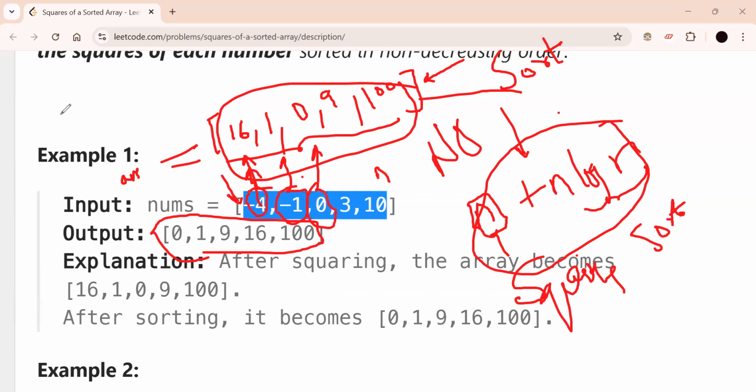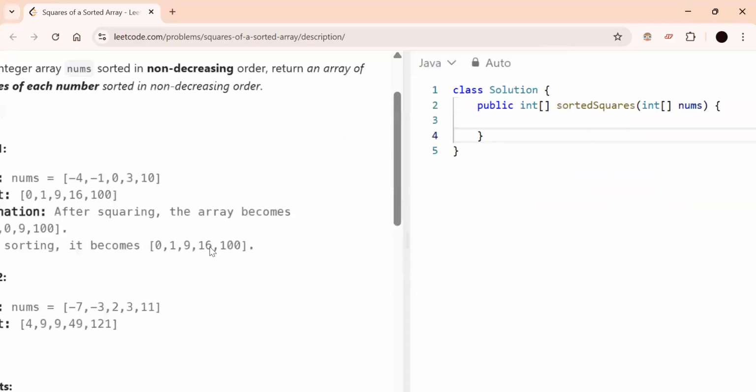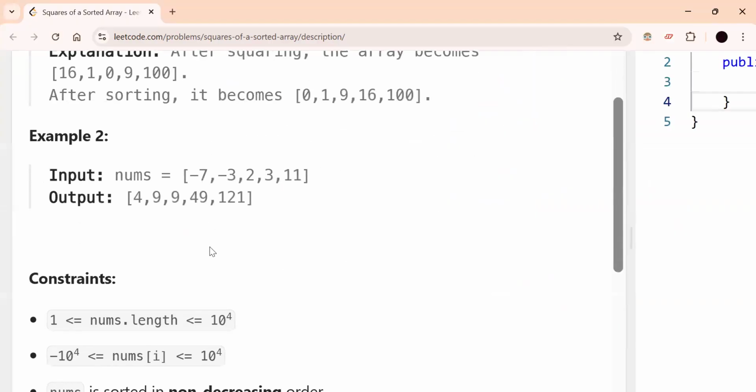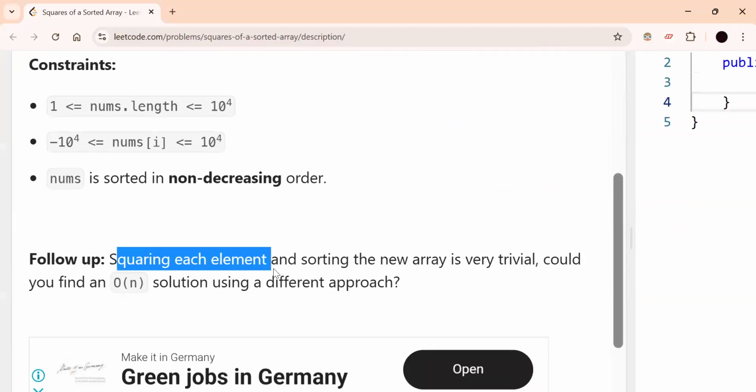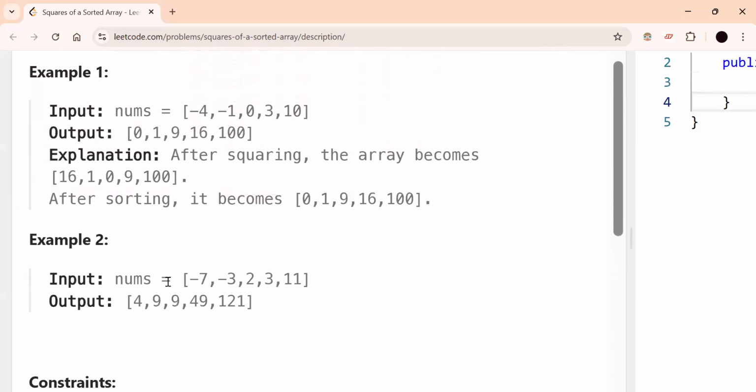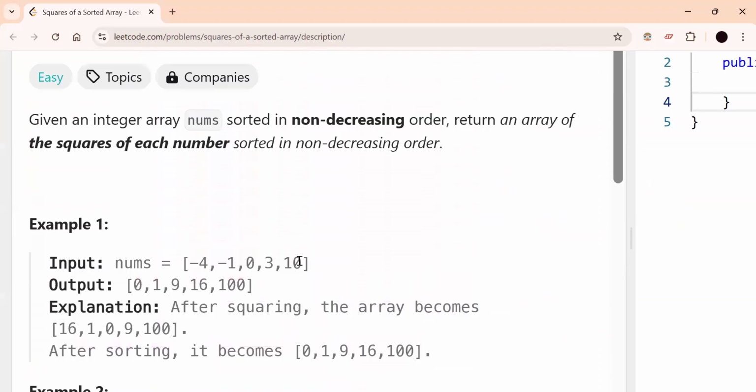But this is how the traditional way is. Is it possible to do without sorting? Yes, guys. Think about that one. If you observe, even in the question they are asking us to find an O(n) solution, which means they don't want us to explicitly sort again, because they have already sorted the elements. It is already in non-decreasing order. Why would you sort again, guys? Think about that.